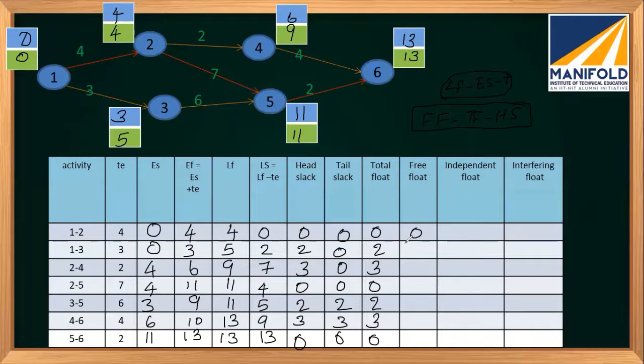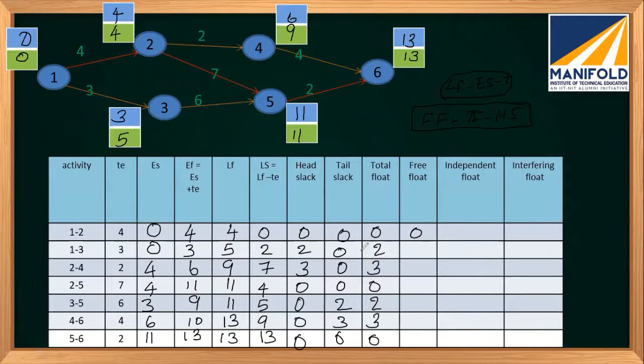I think I have made some mistake in the head slack. This will be 0. For 3, 5, the head event is 5, so 11 minus 11, 0. For 4, 6, the head event is 6, and 13 minus 13 is 0.